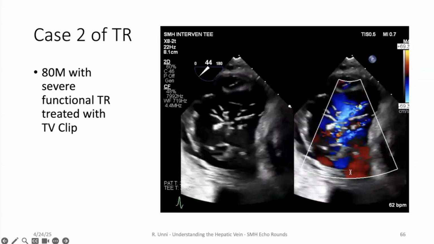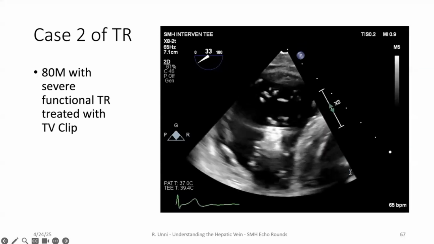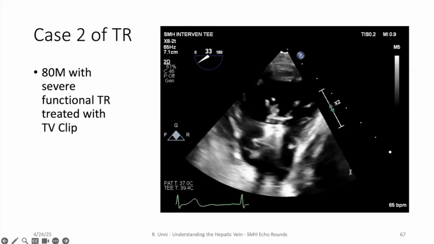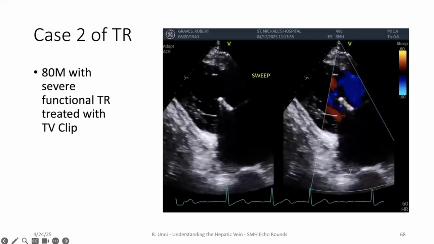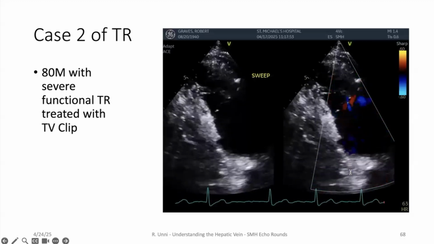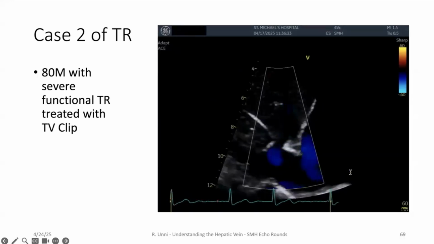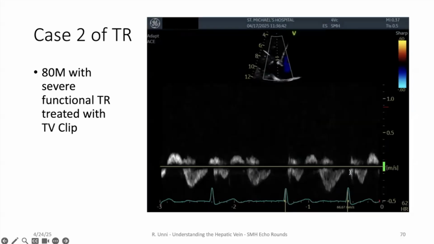So here's the transgastric view as well. This patient got tricuspid clips right to the AS commissure there, and it turned out to be a pretty good result. Only mild to moderate TR residual. I think they called it mild. And now when we look at the hepatic vein, we see a totally different waveform.